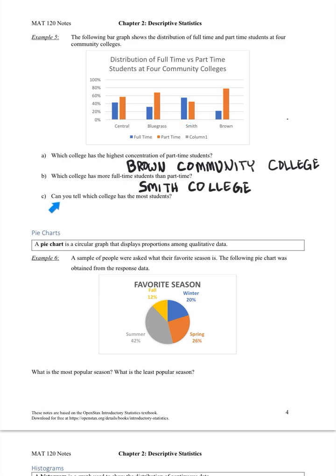In part C, we're asked, can you tell which college has the most students? We are not told anything in this graph about the number of students at each college. We're only told the percentage of full-time and part-time students. So that means no, we do not know. The population at the community college is not given.